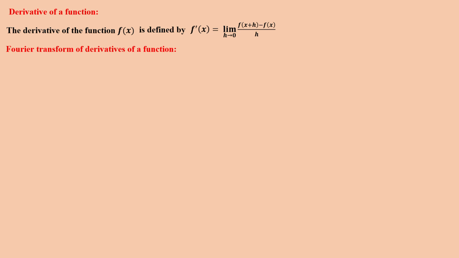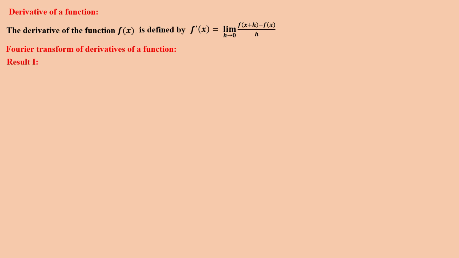Next, derivative of a function. So we know the basic definition. The derivative of a function f of x is defined by f dash of x is equal to limit h tends to 0 of f of x plus h minus f of x by h, right? So, Fourier transform of derivatives of a function.